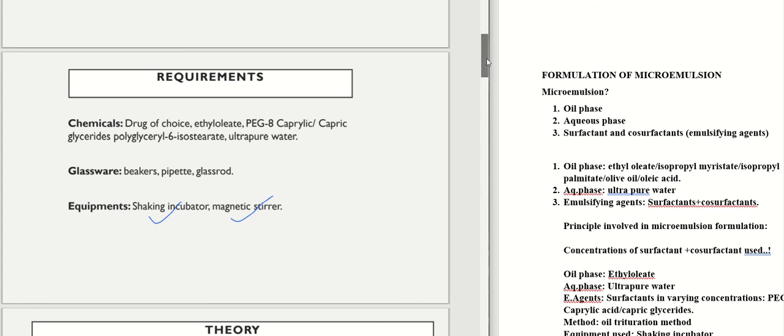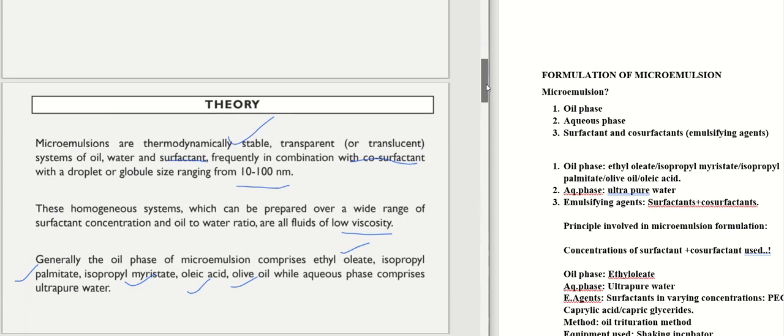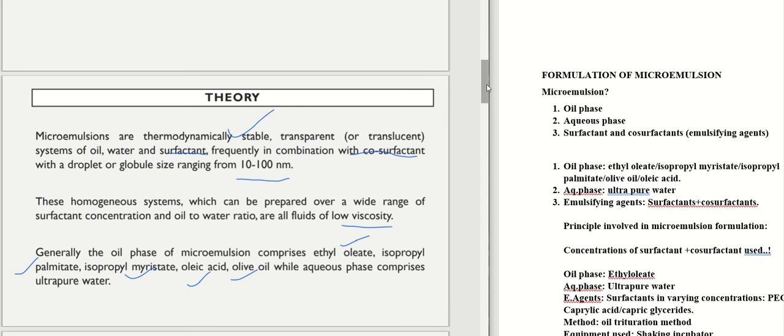Now let us see the theory involved in this formulation. The basic theory is that microemulsions are thermodynamically stable, whereas macroemulsions are thermodynamically unstable. These are transparent in appearance, and the major difference is the use of emulsifying agents. Macroemulsions make use of emulsifying agents, whereas here we'll be making use of a combination of emulsifying agents, like a combination of surfactants and co-surfactants.